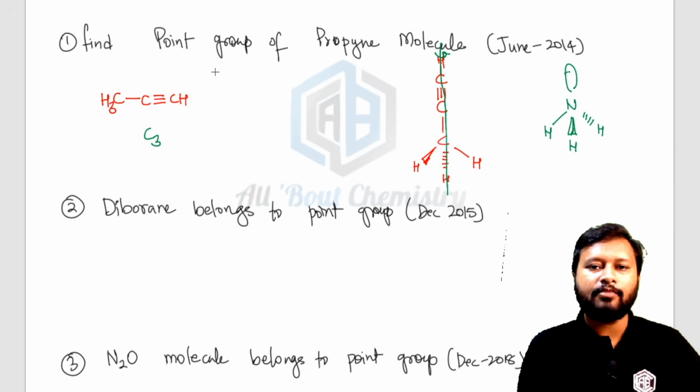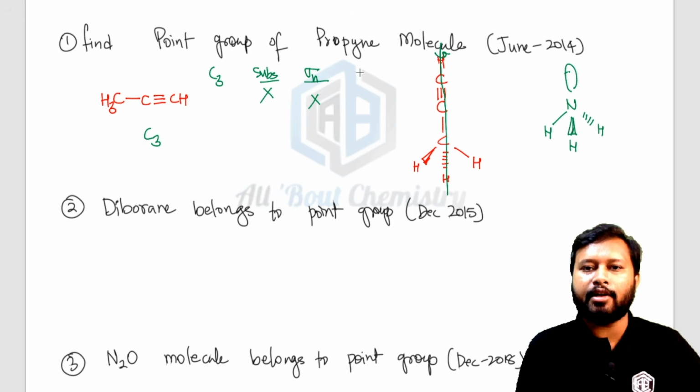Okay, so we have a C3 axis, subsidiary axis we don't have, sigma h we don't have here. And let's talk about sigma v. Do we have sigma v?